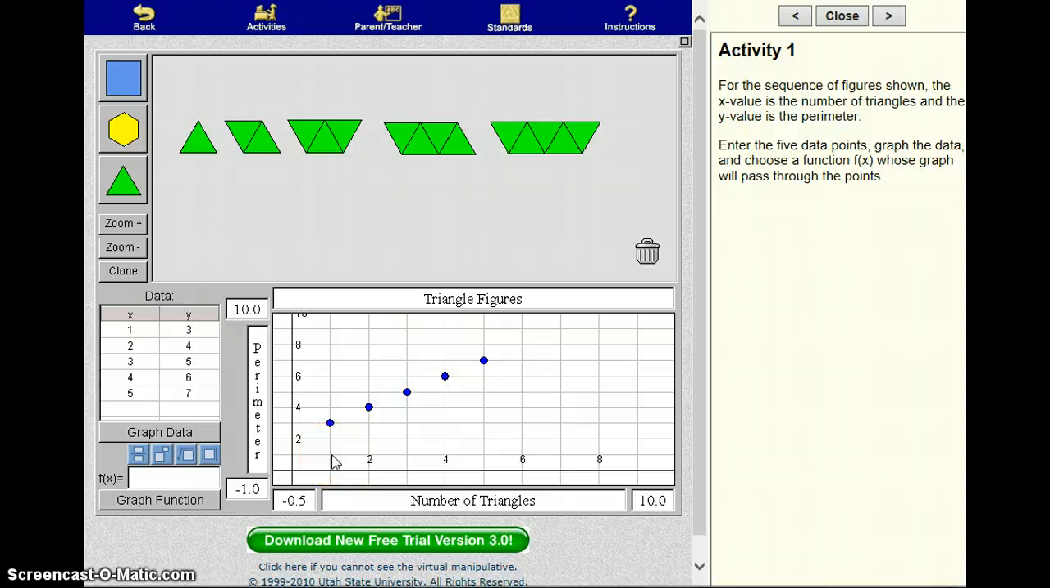2 of them put together in such a way where they're sharing 2 sides will always give us a perimeter of 4. 3 will give us 5. 4 will give us 6. So the question is, given this data, we know that it's going to graph a line. The data graphs a line. There is a continuous increase in y every time there is an increase of 1 in x.